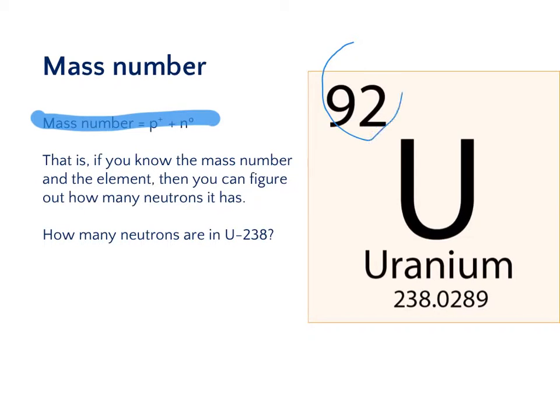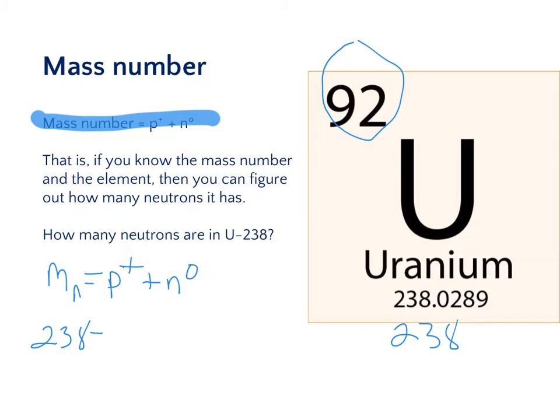Uranium is element number 92, and it has a mass number of, let's say, 238. Good enough. So if the mass number, which I'll write as m sub n, equals the number of protons plus the number of neutrons, then here I said it's 238. So 238 equals the number of protons, well, this is uranium, so it has to be 92, because anything with a different number of protons isn't uranium, plus x.